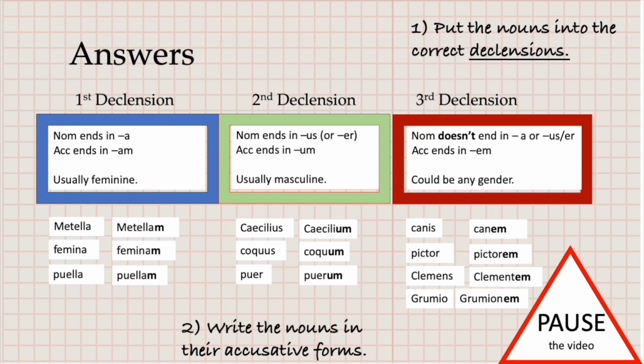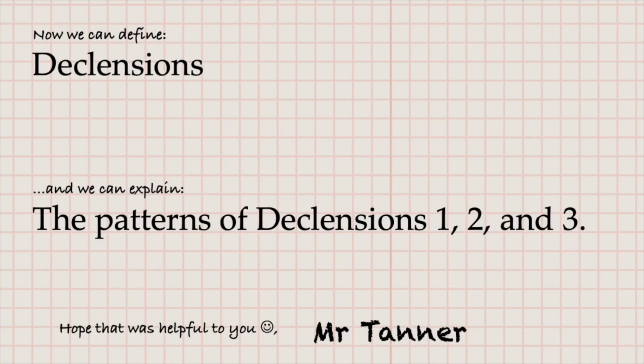Okay, so that's the end of today's video. Now, hopefully you can define that a declension is just a group of nouns, and you can remember the pattern of declensions 1, 2 and 3. A, am in the first declension, us, um in the second declension, and all the others going to em in the third declension.